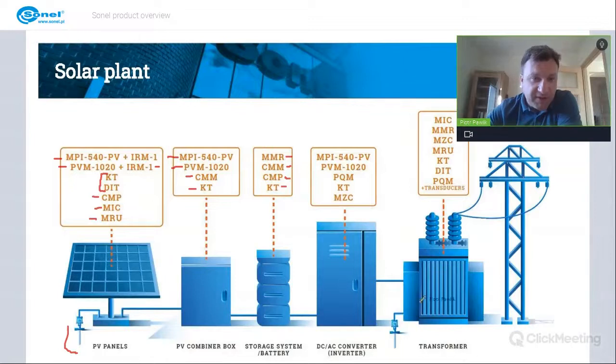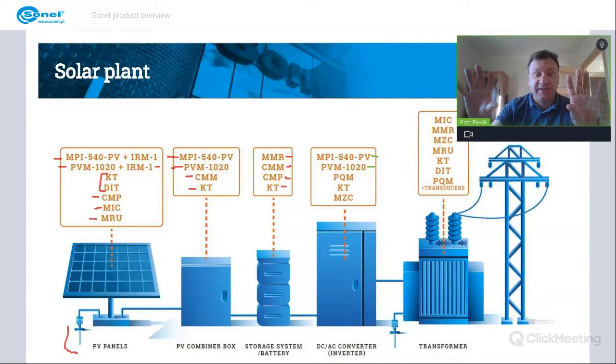Okay, so now the next thing, this is the DC to AC converter. Here we can check it again with PVM 1020 or our MPI 540 PV. Now there's a special function in these meters to check the efficiency of the inverter. So we can connect on the DC side, on the AC side, and then see how well it works.